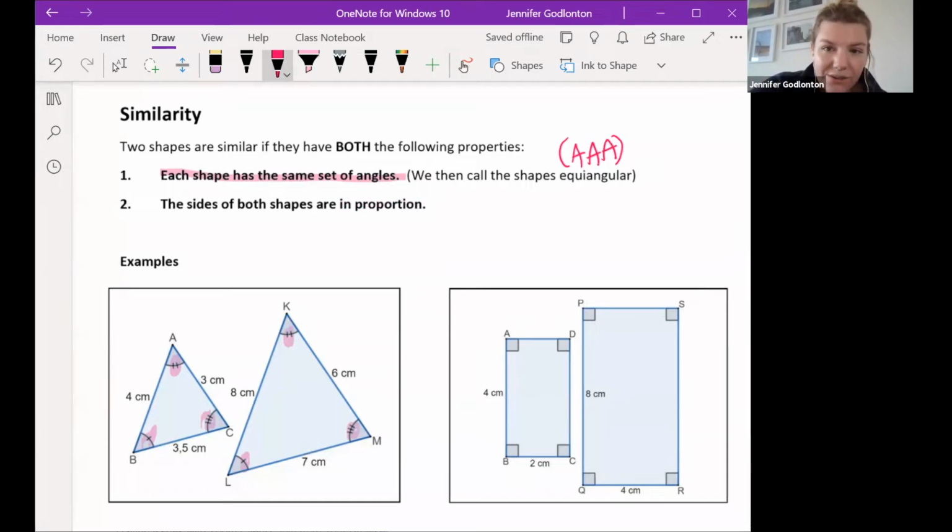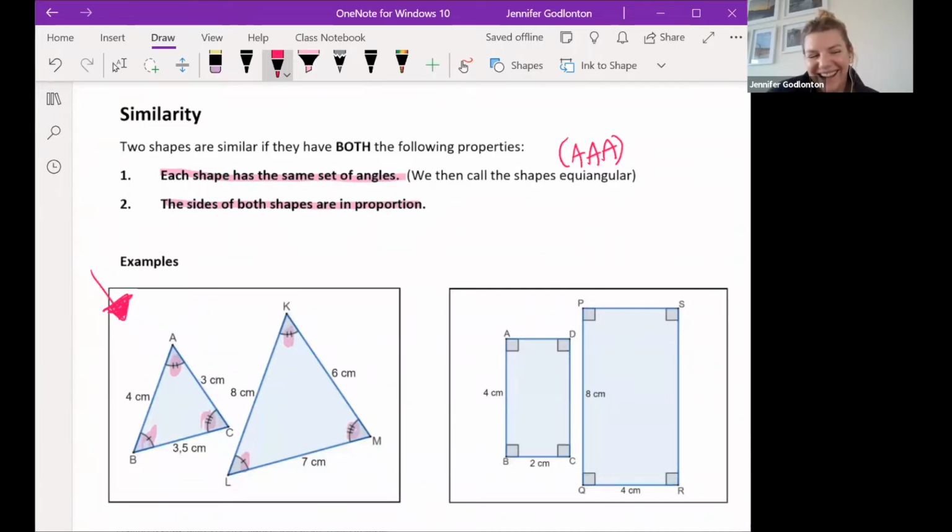So all three angles are the same as each other. And then the other thing is that the sides are in proportion. Let's see if someone can explain this to me. Who thinks that they can explain what it means? You can use these two triangles here as an example if it will help you. What do you think it means for sides to be in proportion? Because that feels like a very fancy thing to say. Can anyone explain what's happening with these two triangles, looking at the sides? Maybe that will explain what in proportion means.